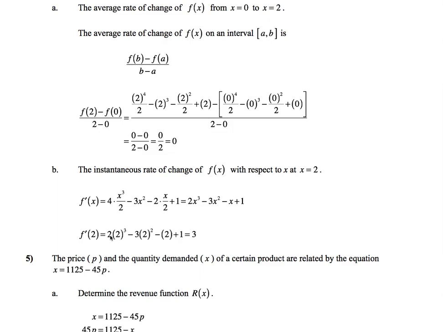So 2 cubed is 8, 2 times 8 is 16, 2 squared is 4, 3 times 4 is 12, so 16 minus 12, because there's a negative here, is 4, and then 4 minus 2 is 2, plus 1 is 3. So the instantaneous rate of change of that function with respect to x at x equals 2 is 3.